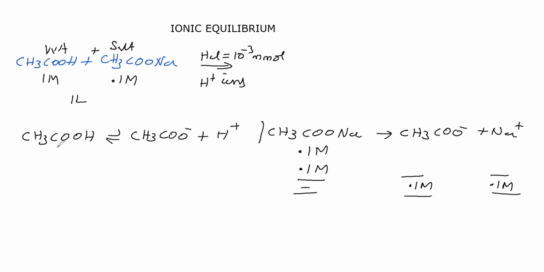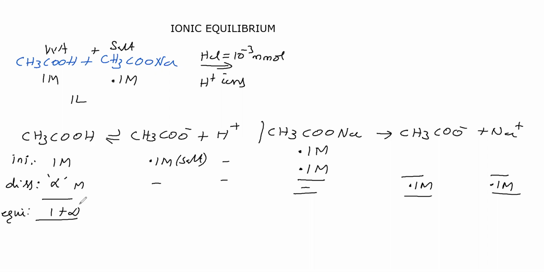Now we will see acetic acid. Initially 1 molar acetic acid is present. Acetate ion is 0.1 molar from the sodium acetate salt. H plus is not there. Now acetic acid is dissociating, say alpha molar. Alpha molar acetic acid is dissociating. Acetate ion is not dissociating, H plus is not dissociating. So how much is present at equilibrium? At equilibrium, acetic acid is 1 minus alpha.